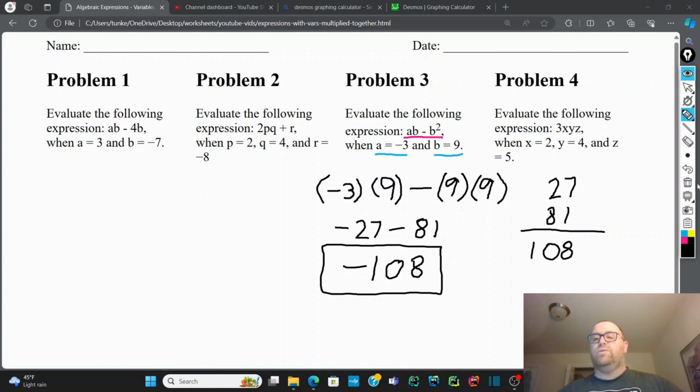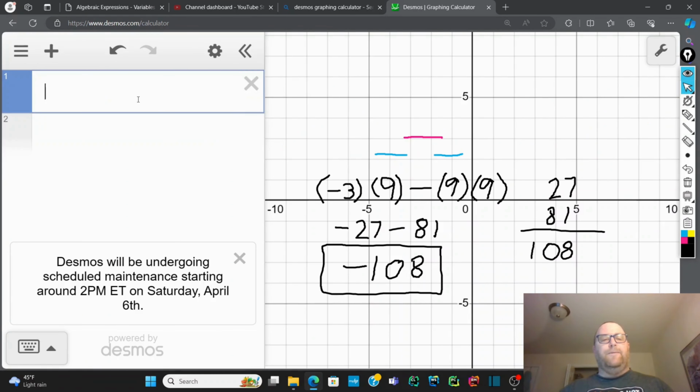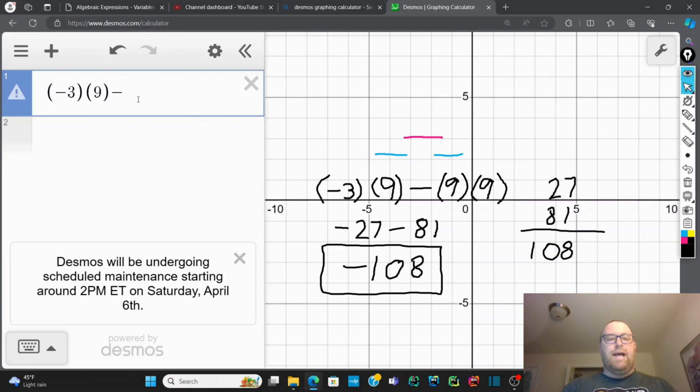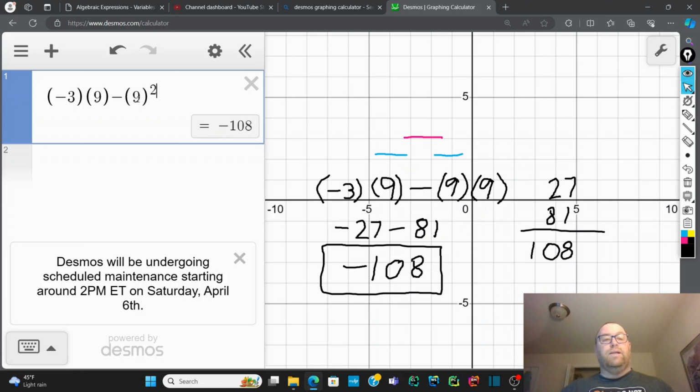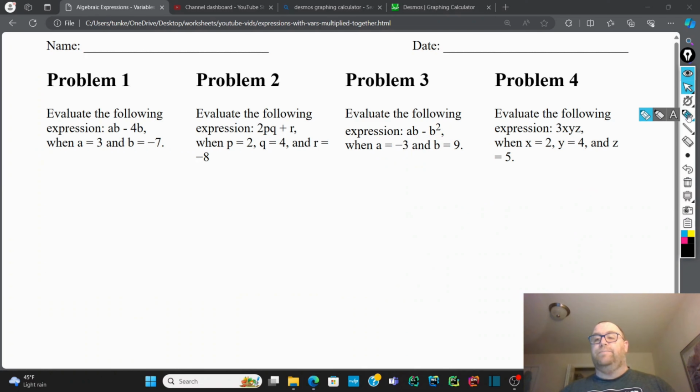And if we do this on Desmos, we can actually use the exponent if you want to do it that way. So let's pull up Desmos. I can also just get rid of a cell by clicking here. So I can do -3 times 9, and then let's subtract. And we're going to do B squared. So we'll do 9, and then go outside the parentheses, do Shift 6 to get the exponent, and then do the 2 for being squared. And we get -108, which was our solution. Okay. All right, take a snapshot of this one, because right now I'm going to delete this and move to the next one.